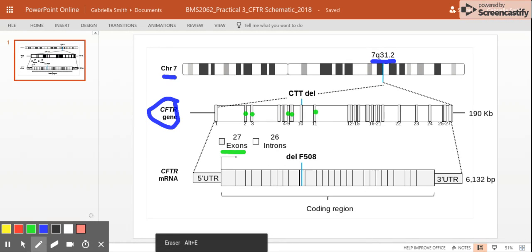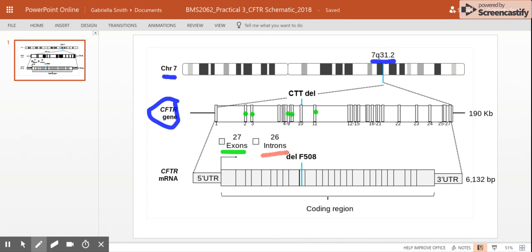that they actually code for proteins or code for something. And then we've got 26 introns as well, which are these white spaces in between the exons. And these are sequences that don't actually code for anything.